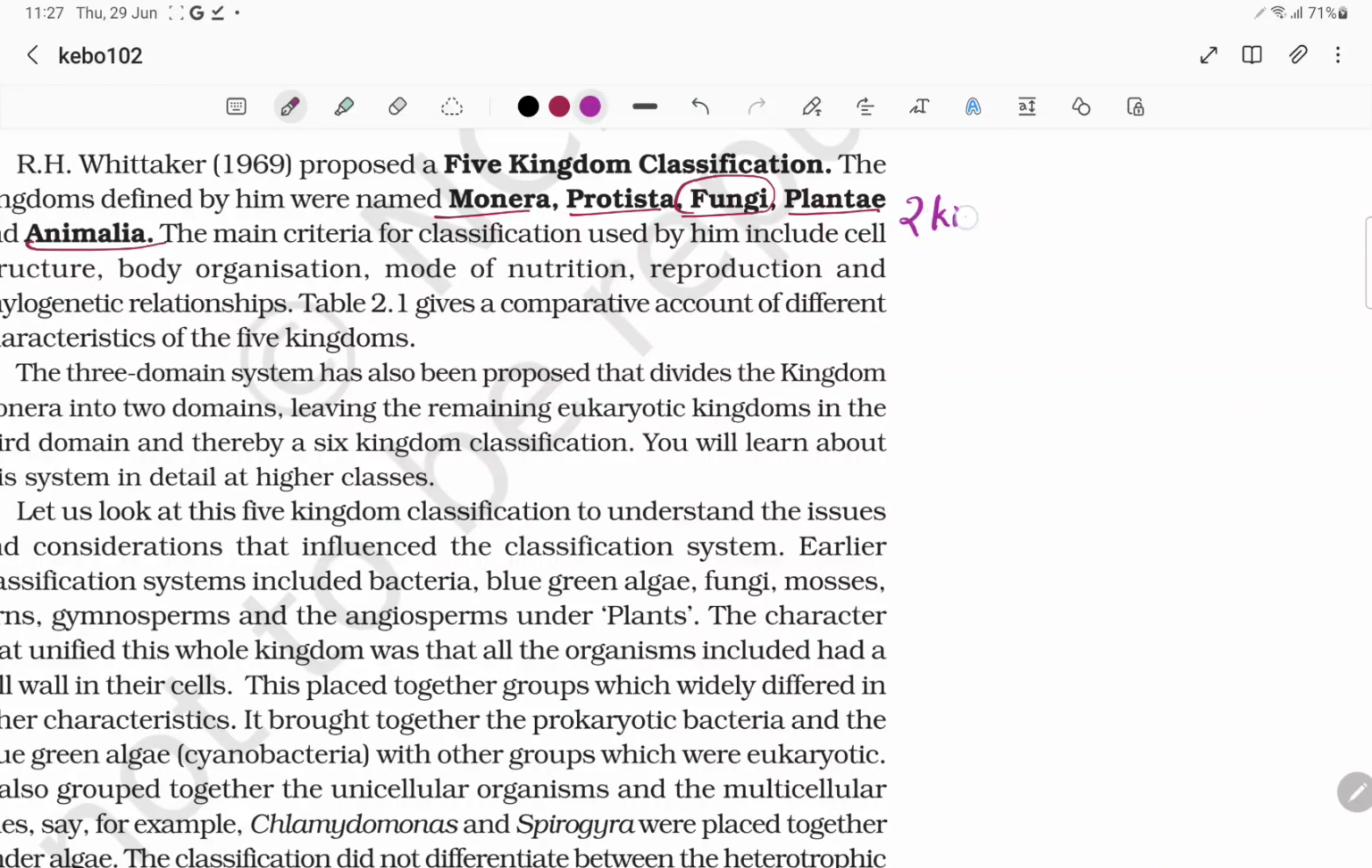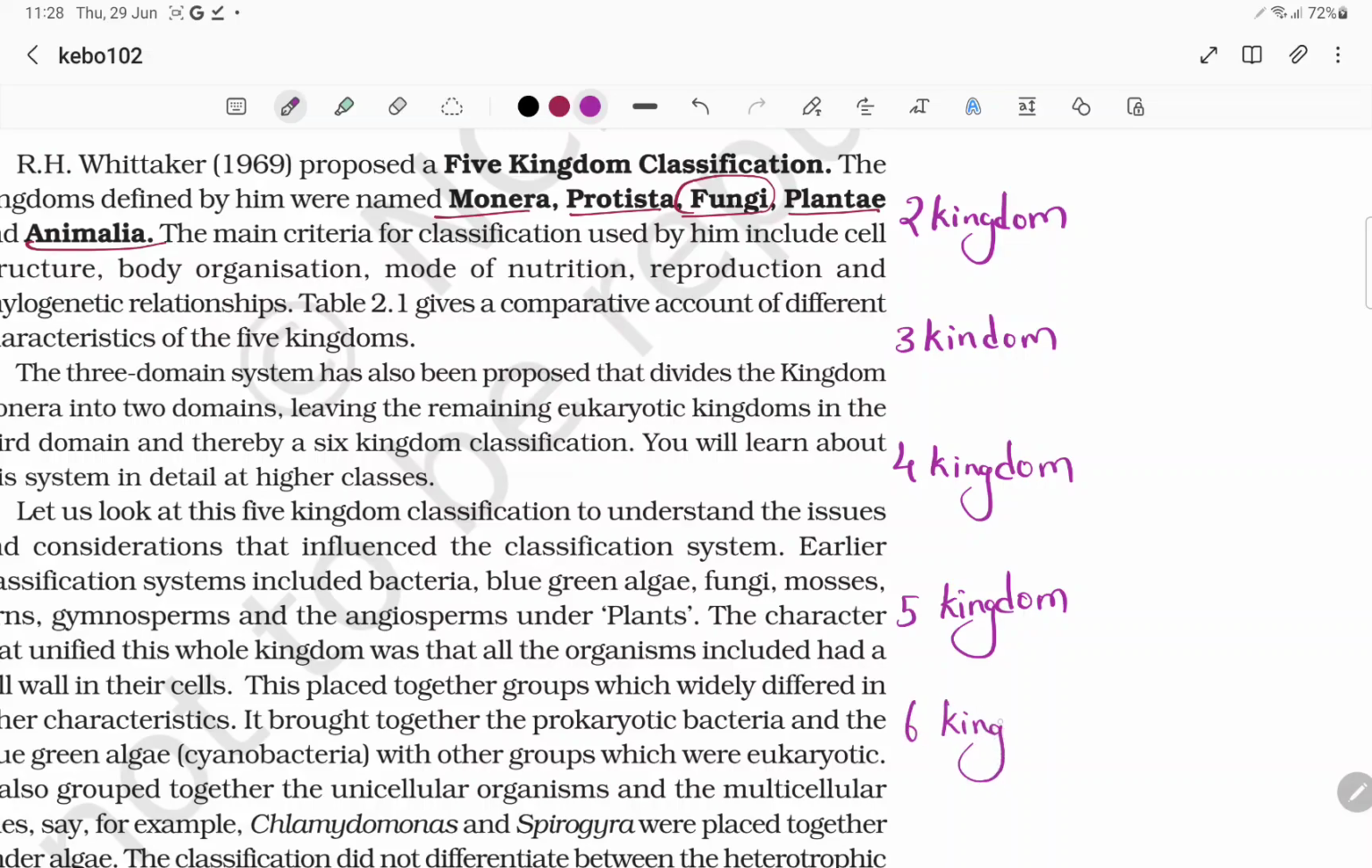So we have 2 kingdom, 3 kingdom, 4 kingdom, 5 kingdom, 6 kingdom, right? So let's talk about these things. Let's talk about the 2 kingdom system of classification, and who has given these. This is given by Carolus Linnaeus.